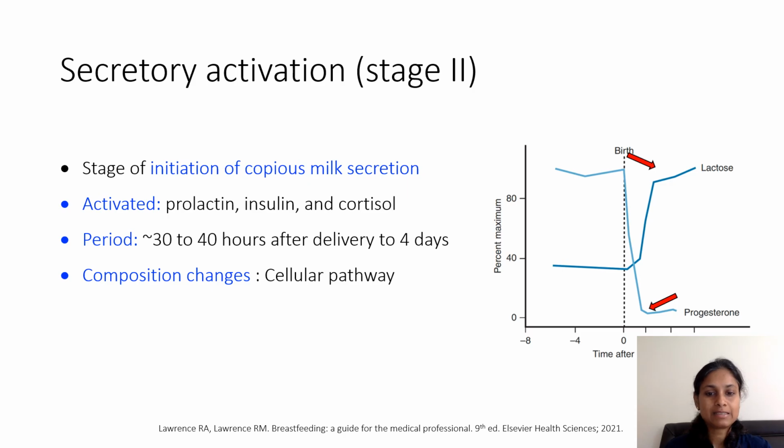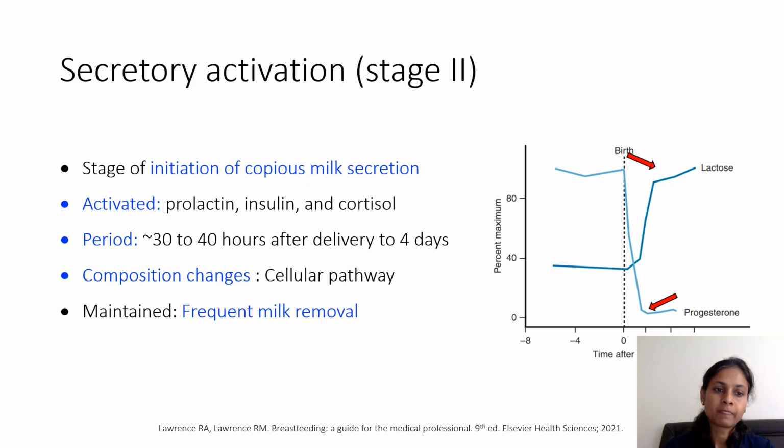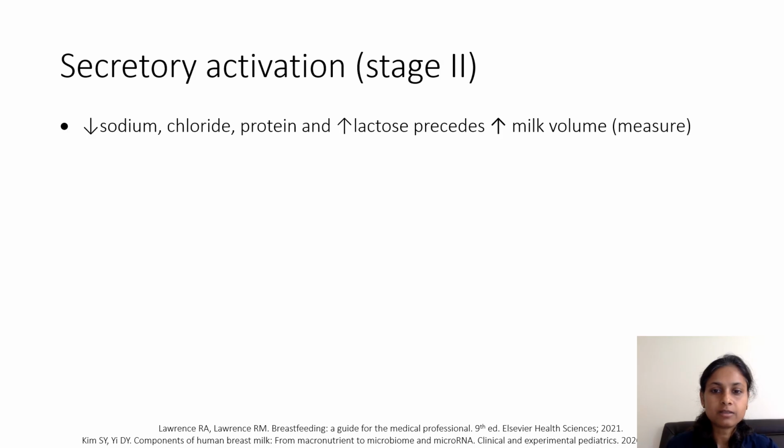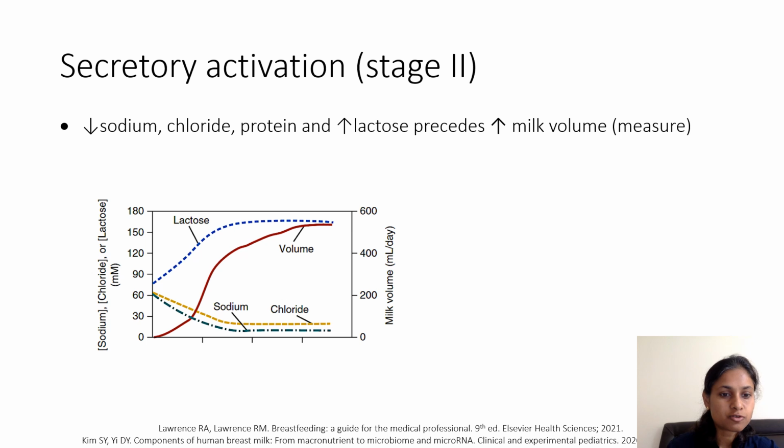Here, the composition of milk changes, and there are alterations happening in the cellular pathways that we discussed. The maintenance of this stage is by frequent milk removal. Again, stressing the importance of regular breastfeeding and effective suckling by the infant to maintain this stage. In this stage, the changes in milk composition include a drop in sodium and chloride, a protein drop, and an increase in the lactose with increase in the volume of milk.